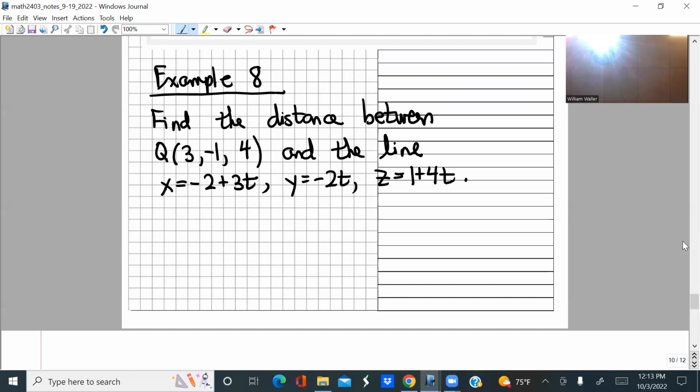So the distance between this point Q and this line, and there are the parametric equations for the line. To apply that formula, you need to know the direction vector for the line. I'm going to call it D instead of U. In the formula, they call it U. I don't know why. But let's call it D there. What is the direction vector for this line?